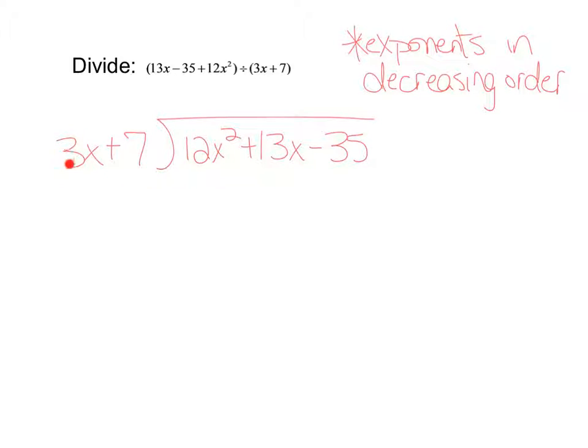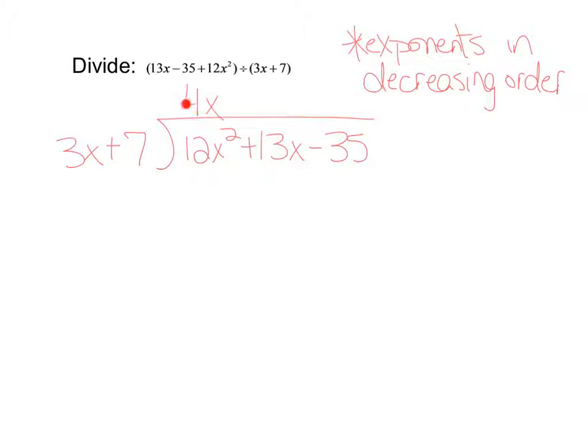Mostly we're going to focus on the 3x. The 7 is going to come into it, but when you actually divide, you ask yourself, how many times does 3x go into 12x squared? Well, 3 goes into 12 4 times. And then x into x squared. When I take x squared and I divide by x, those are the same base, so I subtract the exponents and I get x. Okay, so 3x into 12x squared went 4x times.